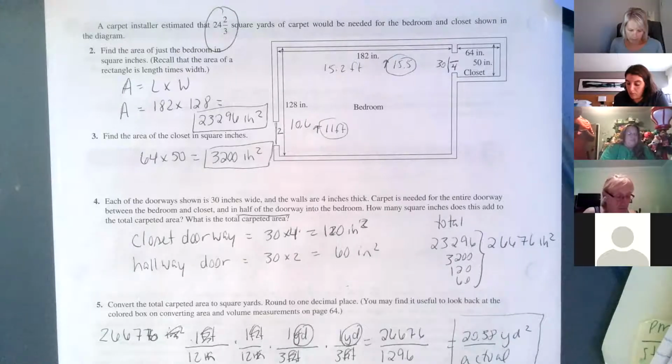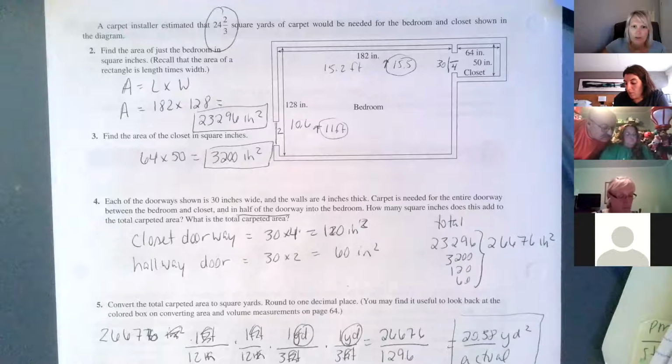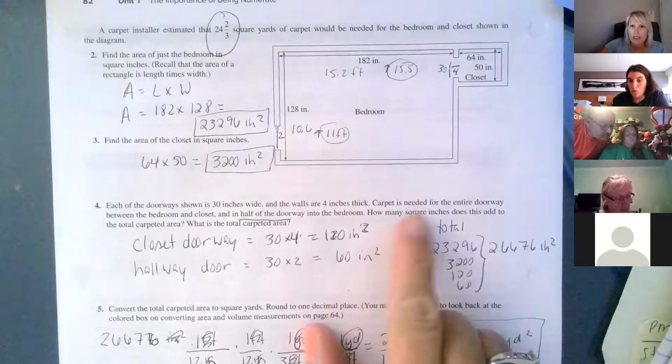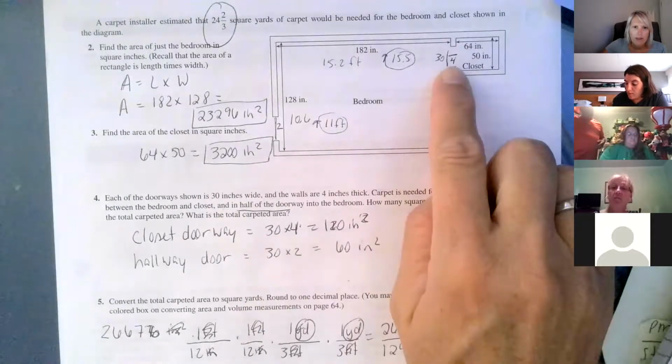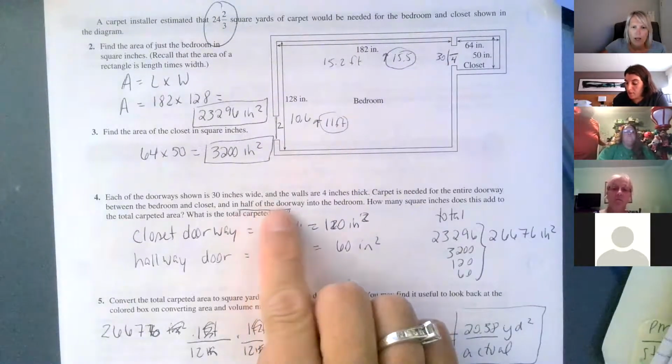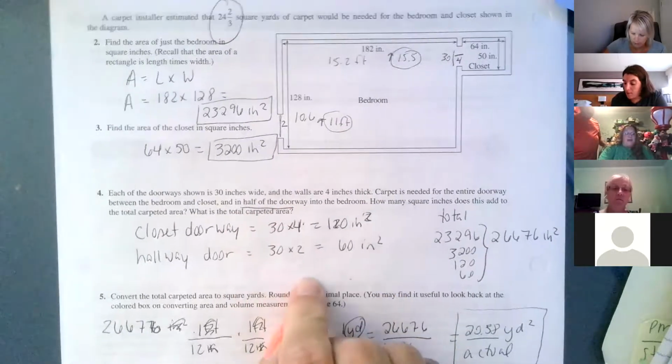And then it says we have to buy carpet for the closet doorway, a full closet doorway, right? Carpet is needed for the entire doorway, so that's the full 30 inches wide by the 4 inches of the doorway. But then it says the one in the hallway into the bedroom is only half of the doorway. So that one is only 30 times 2.